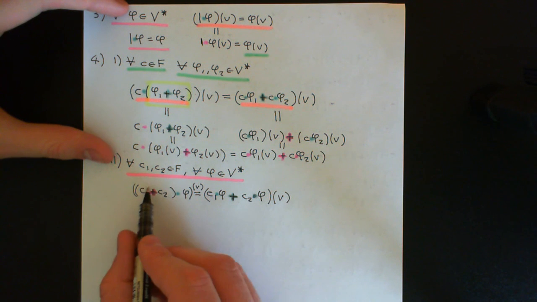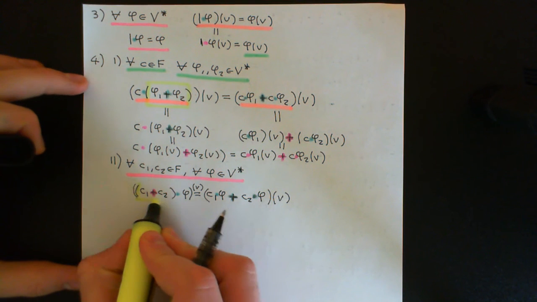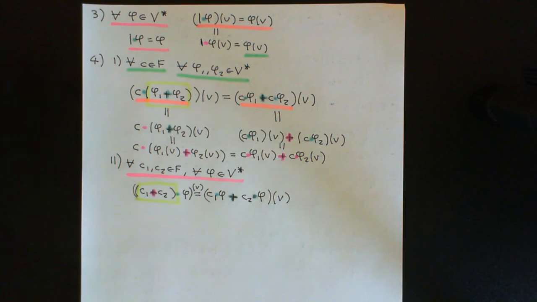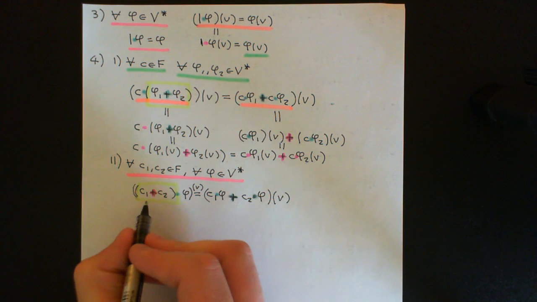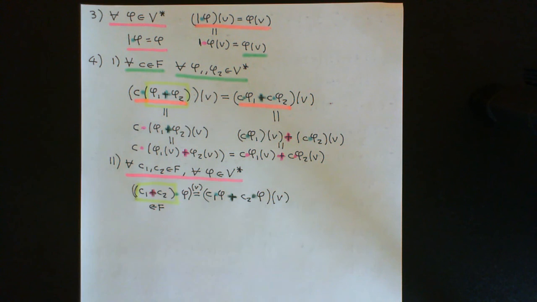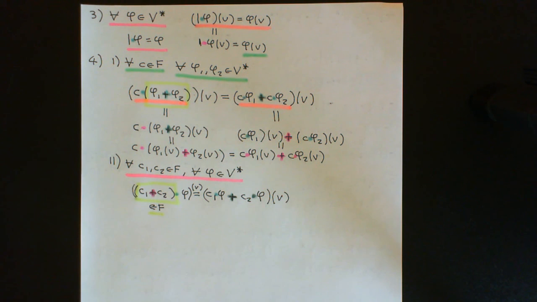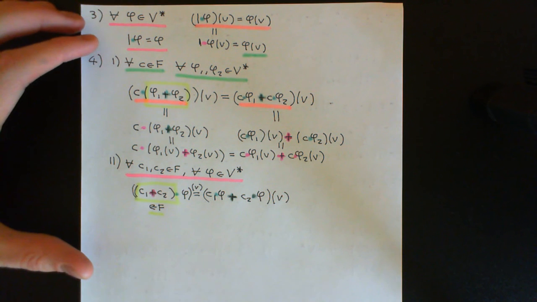So we've got some element of the field, and again we're just applying this trick of saying this is just some element of the field. Don't worry about the fact that it's two things added together, just view it as a single element of the field. This is just some element of the field. So we've just got some element of the field, scalar multiplying a covector in our dual vector space. We know exactly what the definition of that is.